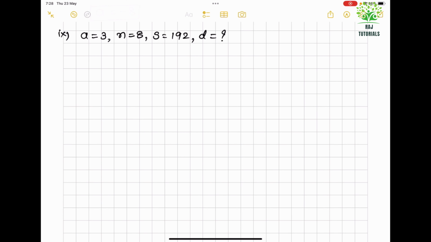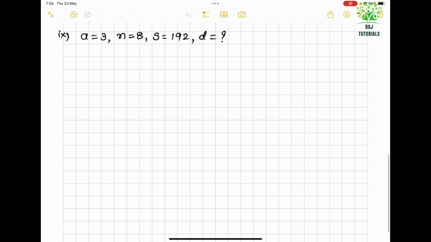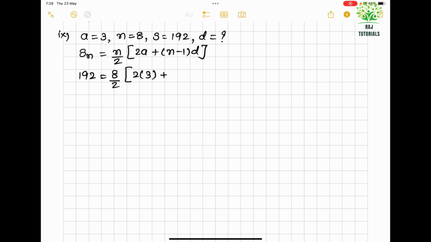So here a is 3, n is 8 and S is 192. D we have to find. So Sn equal to n by 2 into 2a plus n minus 1 d. So S8 means 192 equal to 8 by 2 into 2 into 3 plus 8 minus 1, which will be 7, into d.